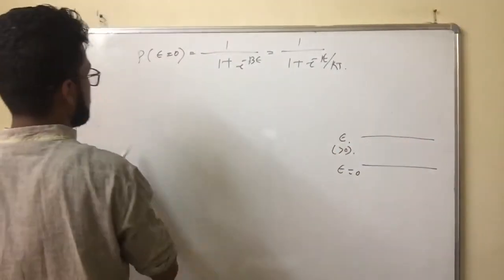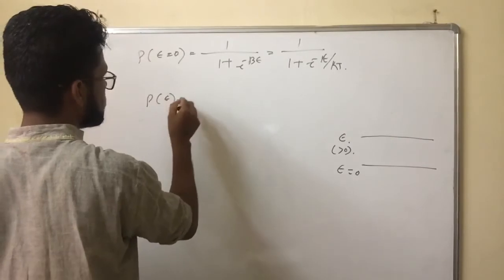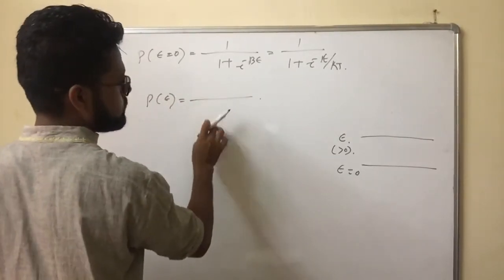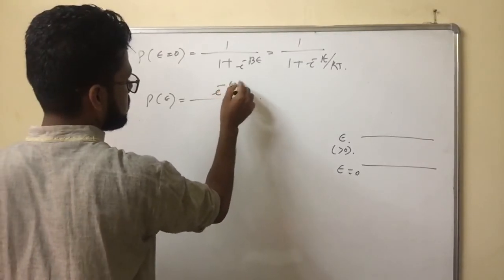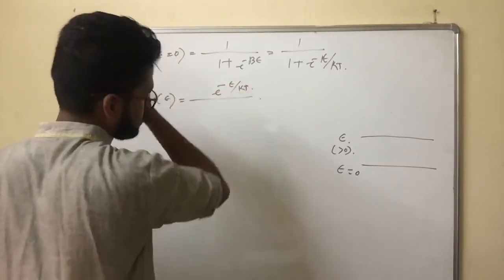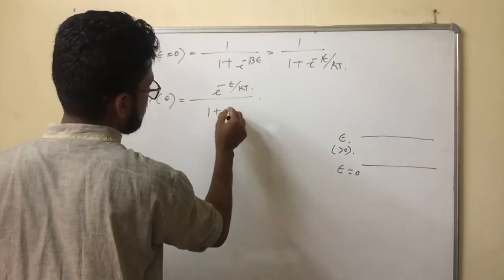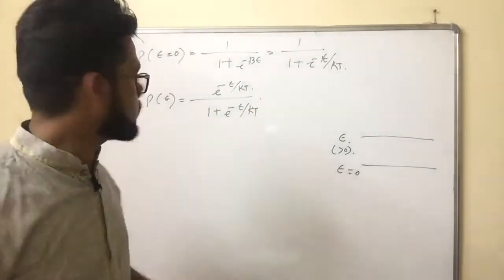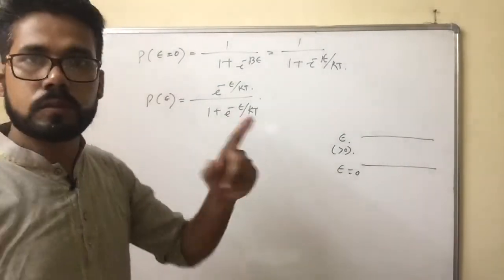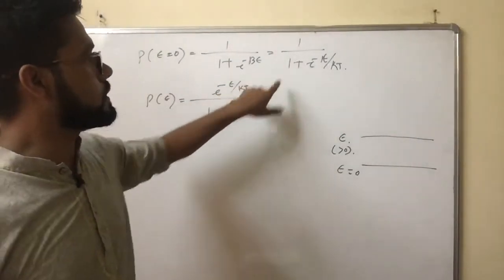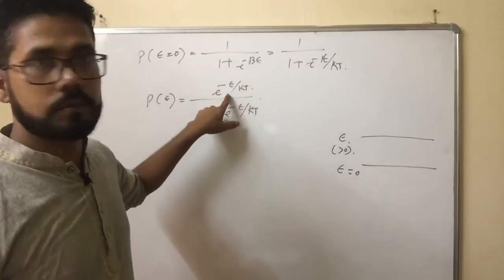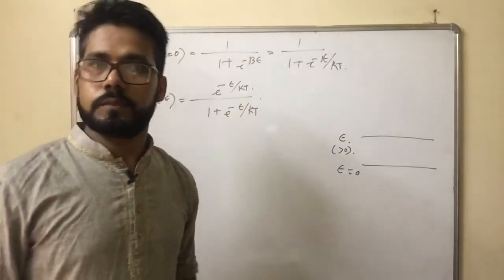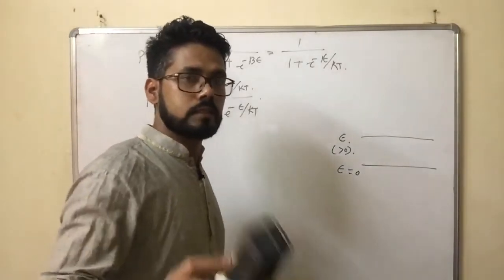And similarly, you have to do this in the exam. What will this be? P is e to the power minus E by kT over 1 plus e to the power minus E by kT. So how can you verify your answer is correct? If you add them up, it must be equal to 1. If you add up, the numerator will be 1, and the denominator is the same, so it will be 1. So your answer is correct.